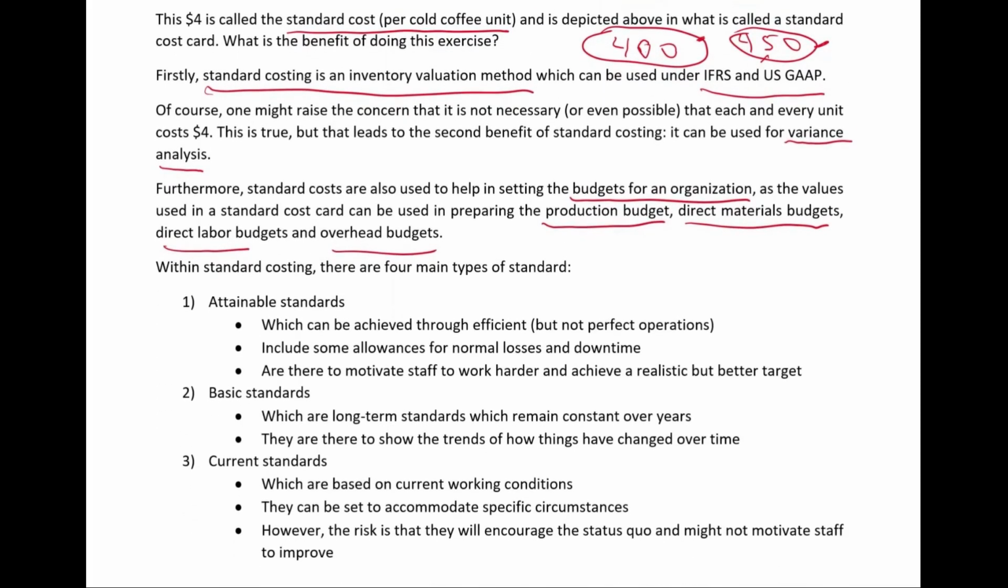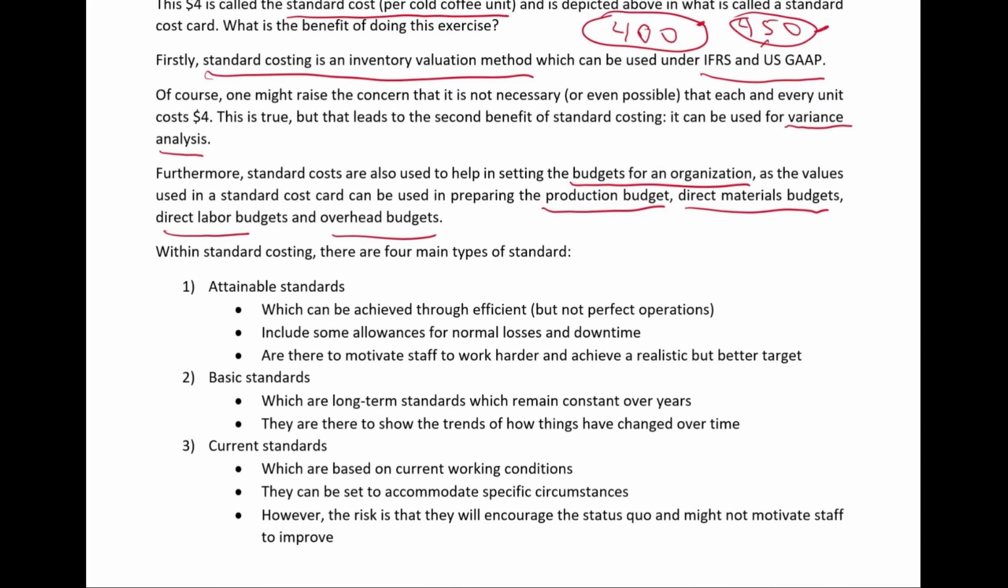First of all, when it comes to standard costing, there are four main types of standards that you could have. The first one are attainable standards, which, as the name implies, are those standards which can be achieved. They can be achieved through efficient but not perfect operation. So these would be standards where you expect some normal losses, some downtime. So you expect workers to maybe not work for 100% of their hours during the day. Obviously, they're human beings. You expect some downtime of maybe half an hour, 1 hour, etc.